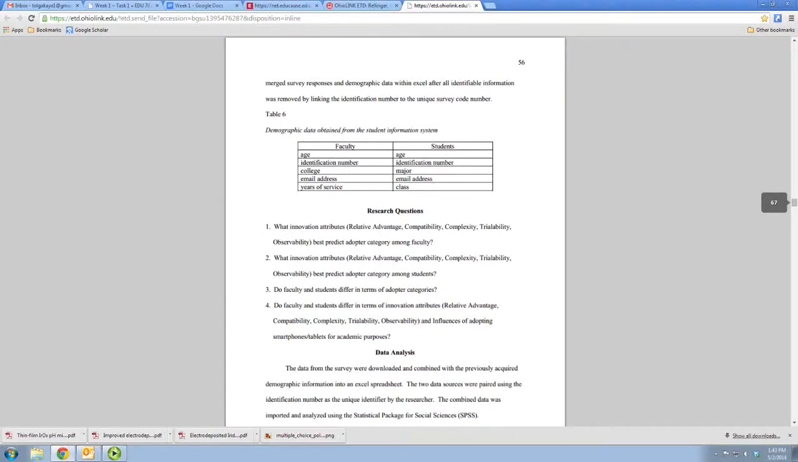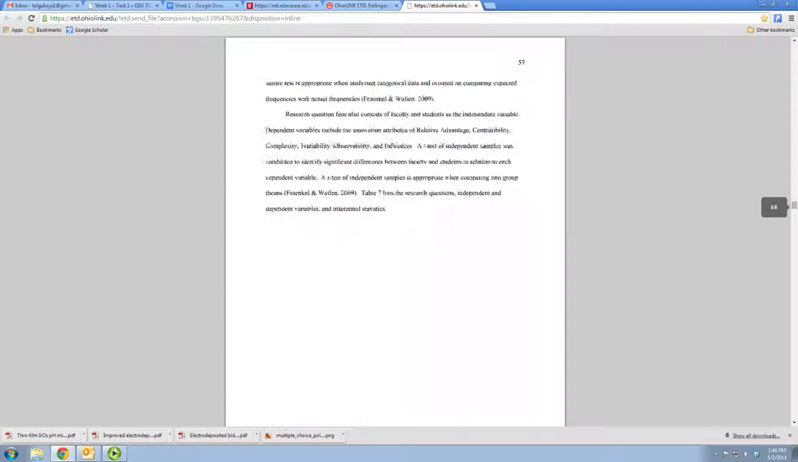Research questions. What innovation attributes best predict adopter category among faculty? What innovation attributes? I don't understand these questions. The faculty and students differ in terms of adopter categories. The faculty and students differ in terms of innovation attributes. Data analysis.